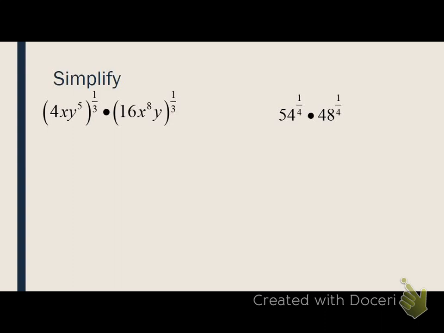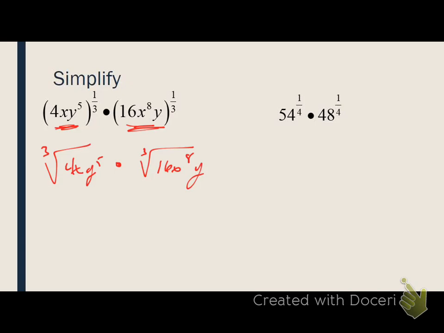The first one here. If you look, this is the base for the exponent 1/3. This is the base for the exponent 1/3. Those bases are not the same, so we cannot add those exponents, 1/3 plus 1/3. So the only thing we can do to try to simplify this is to rewrite this into the cube root of 4xy to the 5th times the cube root of 16x to the 8th y. Now you can multiply those two radicals together. Before you do that, you could always simplify and then multiply together. We did this last semester, right?